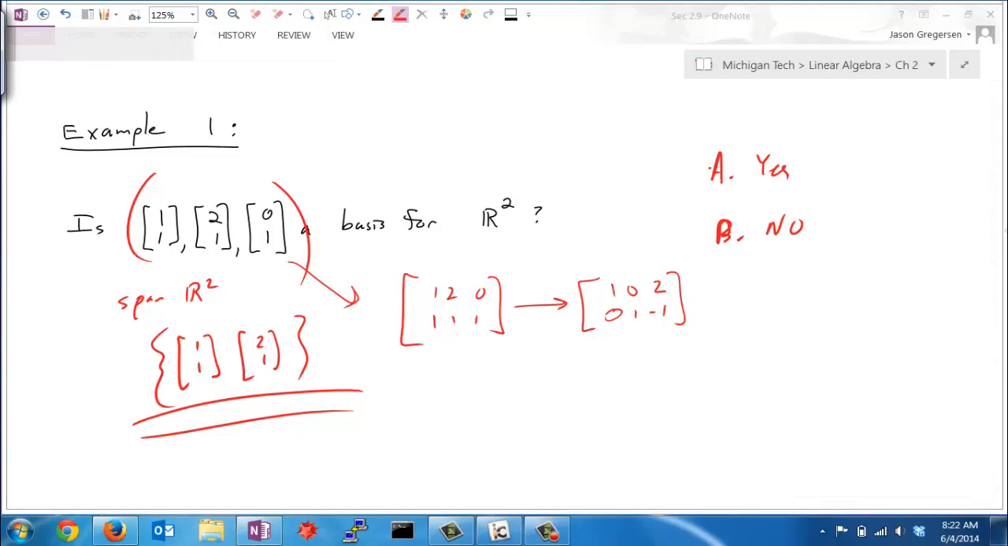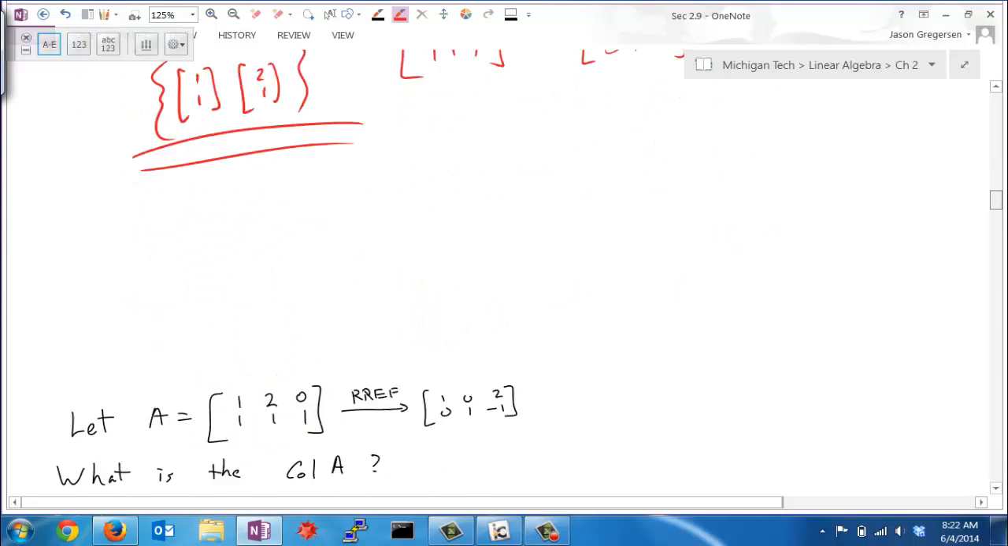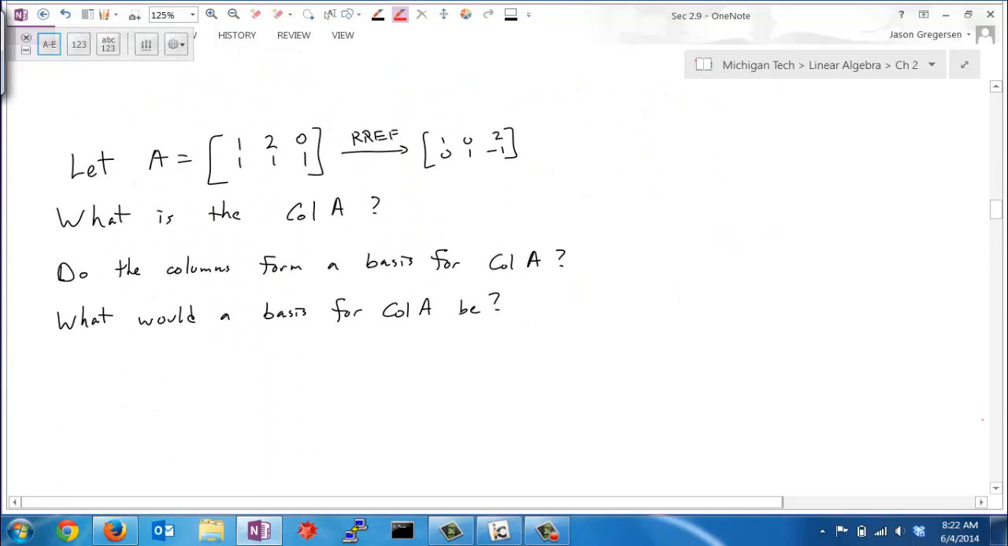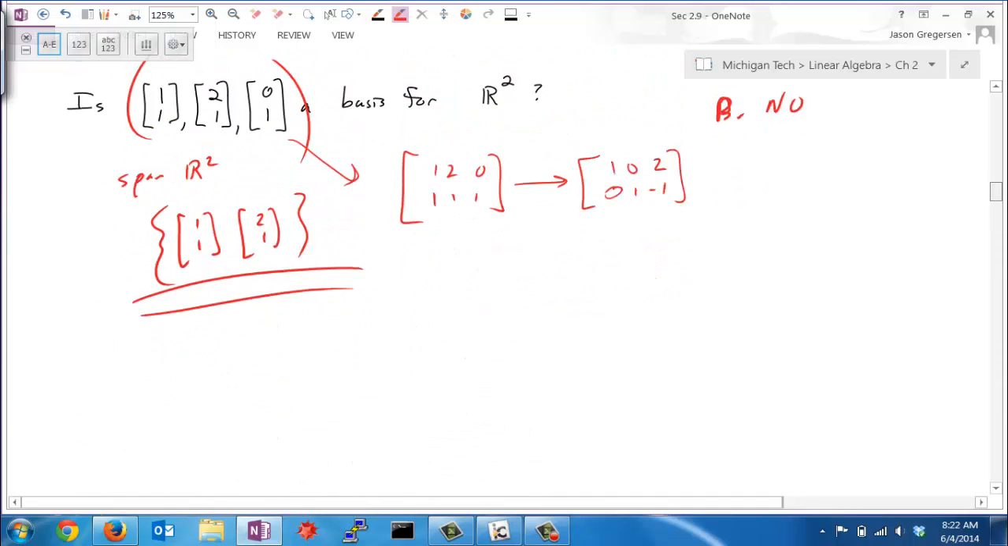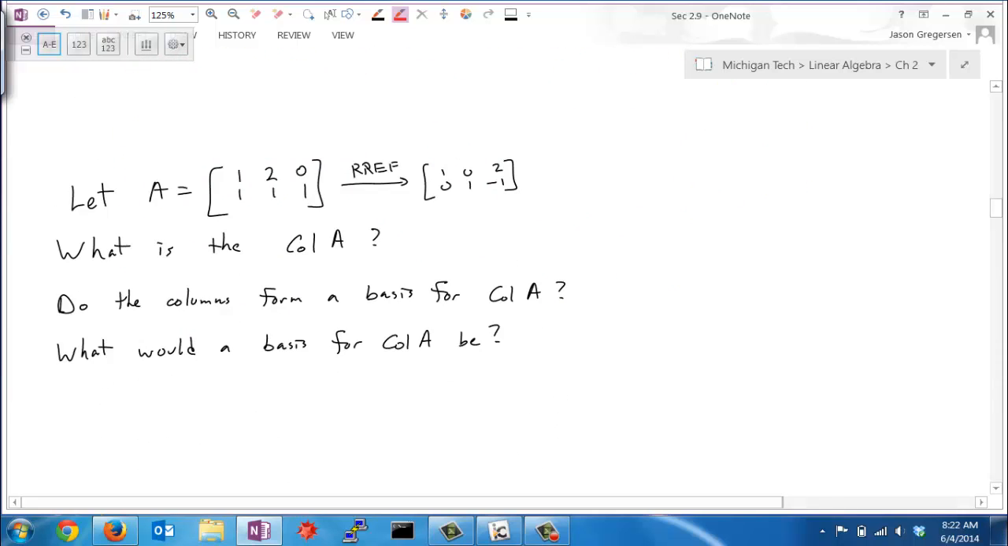All right, let me stop that one. Let's try another one here. Let's look at this one. All right, I have a matrix A. I have done the row reduction. Is this the same matrix? Yeah, it's the same matrix. All right, let's just use it to answer different questions. So, same matrix. Row reduced form is the same.